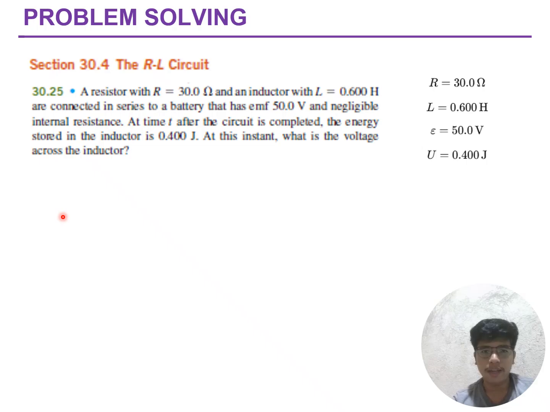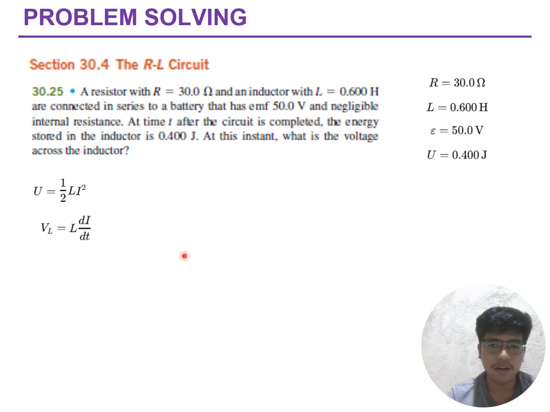An inductor stores energy in its magnetic field. The amount of energy stored depends on the current flowing through it. So the energy stored in an inductor is this. Then in an RL circuit, the voltage across the inductor is this: V sub L is equal to L times dI over dt.